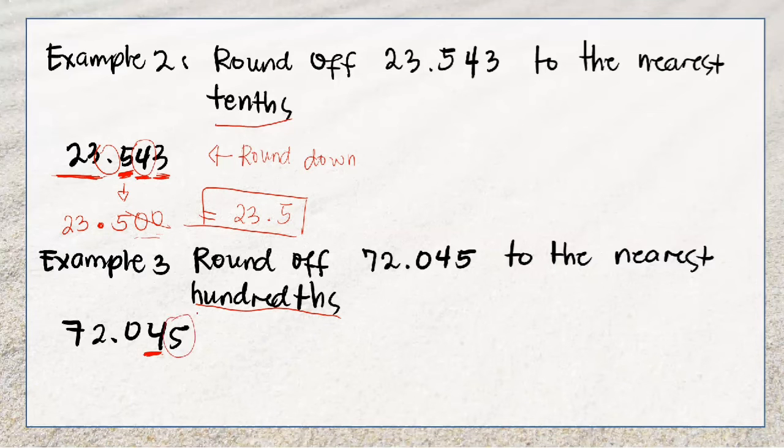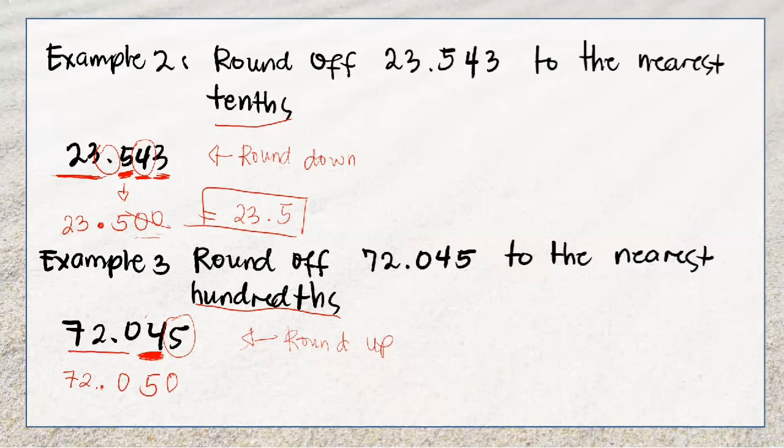Since this is 5, which is equal to 5, or greater than or equal to 5, then we are going to round up. Pag nag-round up tayo, the digit that we are going to round up ay mag-add tayo ng 1. Therefore, yung 4 natin ay magiging 5. And yung digit niya sa right niya, magiging 0. And the digit sa left niya, we will copy it. So, therefore, it is 72.050.